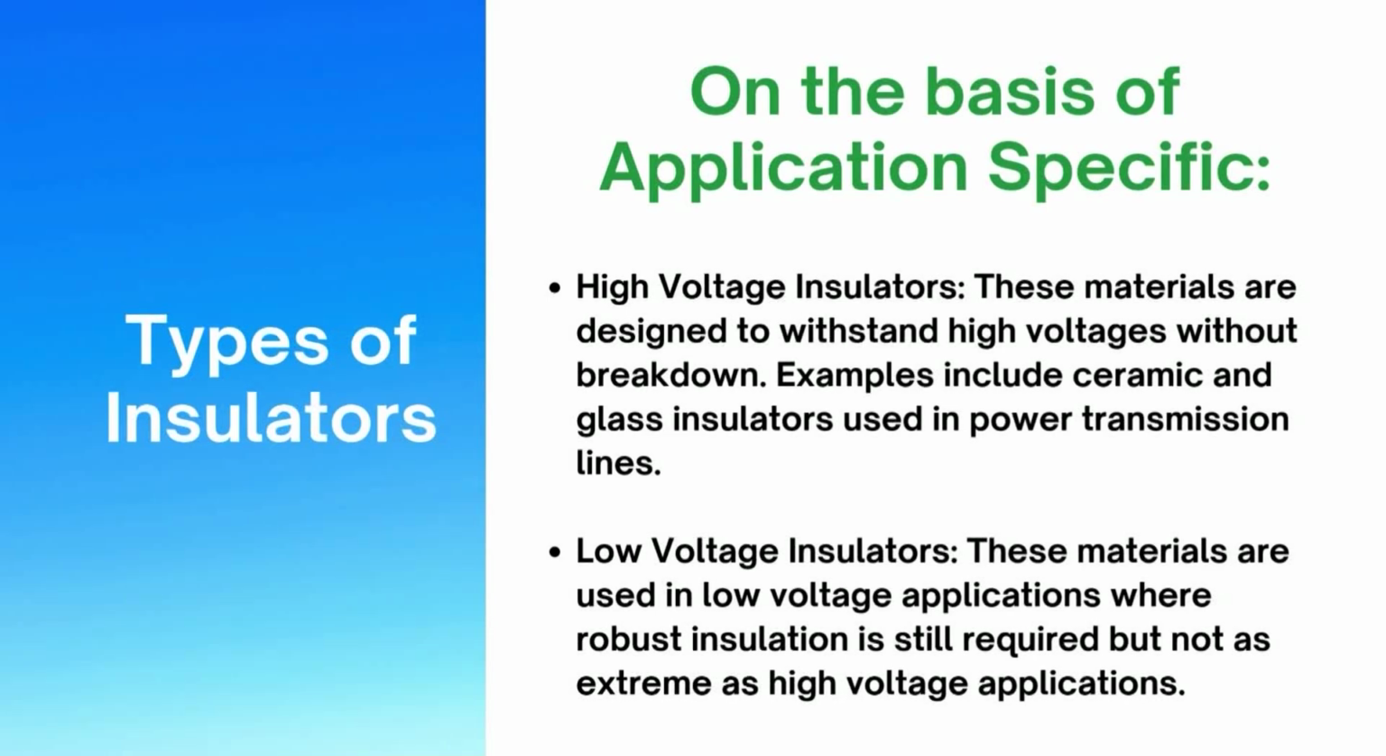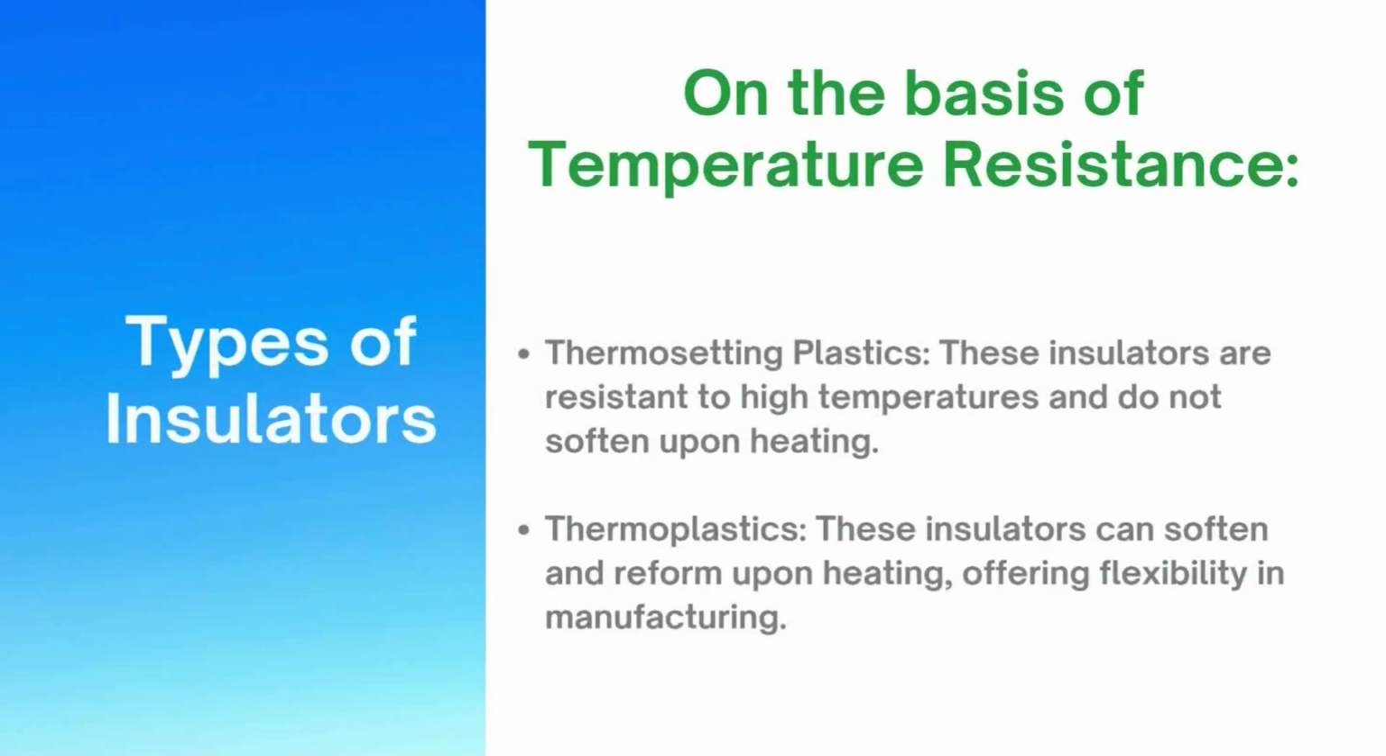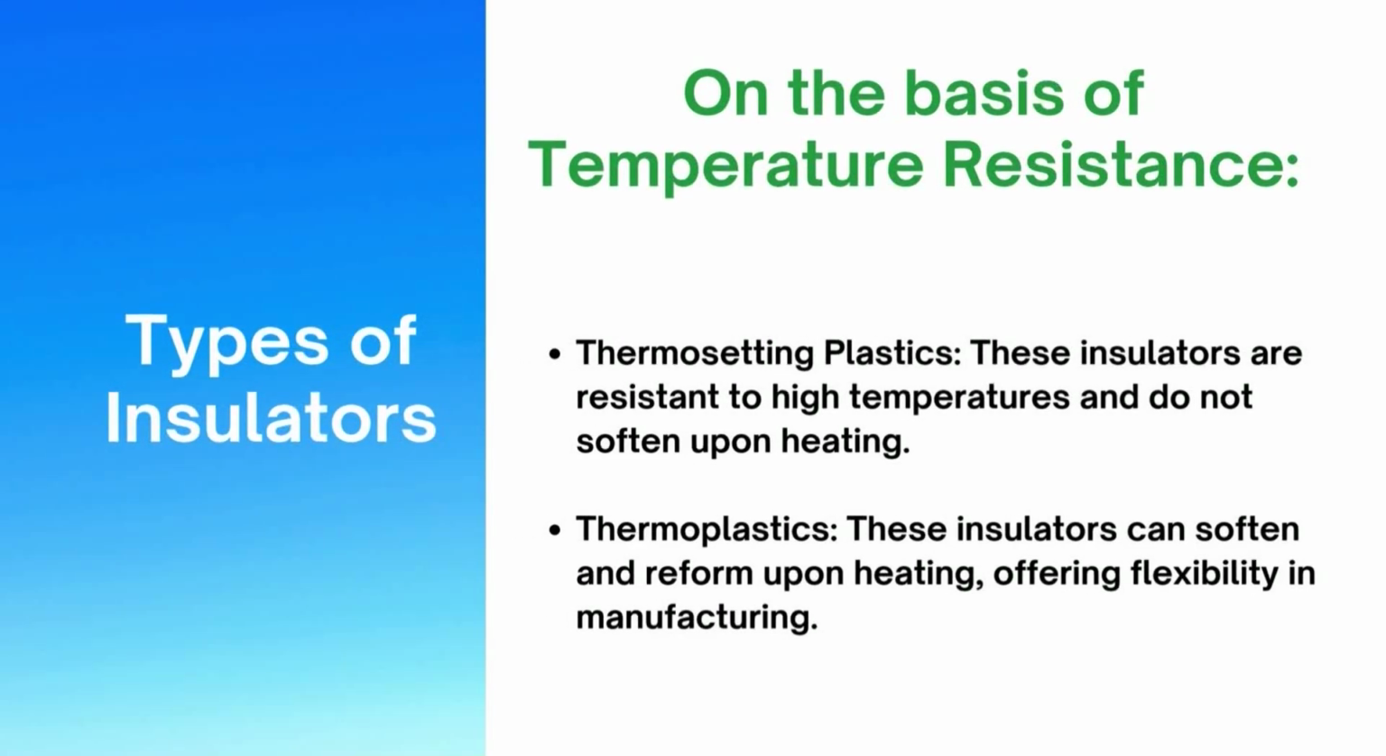In case of low voltage insulators, these are the materials which are used in low voltage applications where robust insulation is still required but not as extreme as high voltage applications. Depending upon the temperature resistance, the insulators can be divided into thermosetting plastics and thermoplastics. In case of thermosetting plastics, the materials are resistant to high temperature and do not soften upon heating. And in case of thermoplastics, the insulators can soften and reform upon heating, offering flexibility in manufacturing.